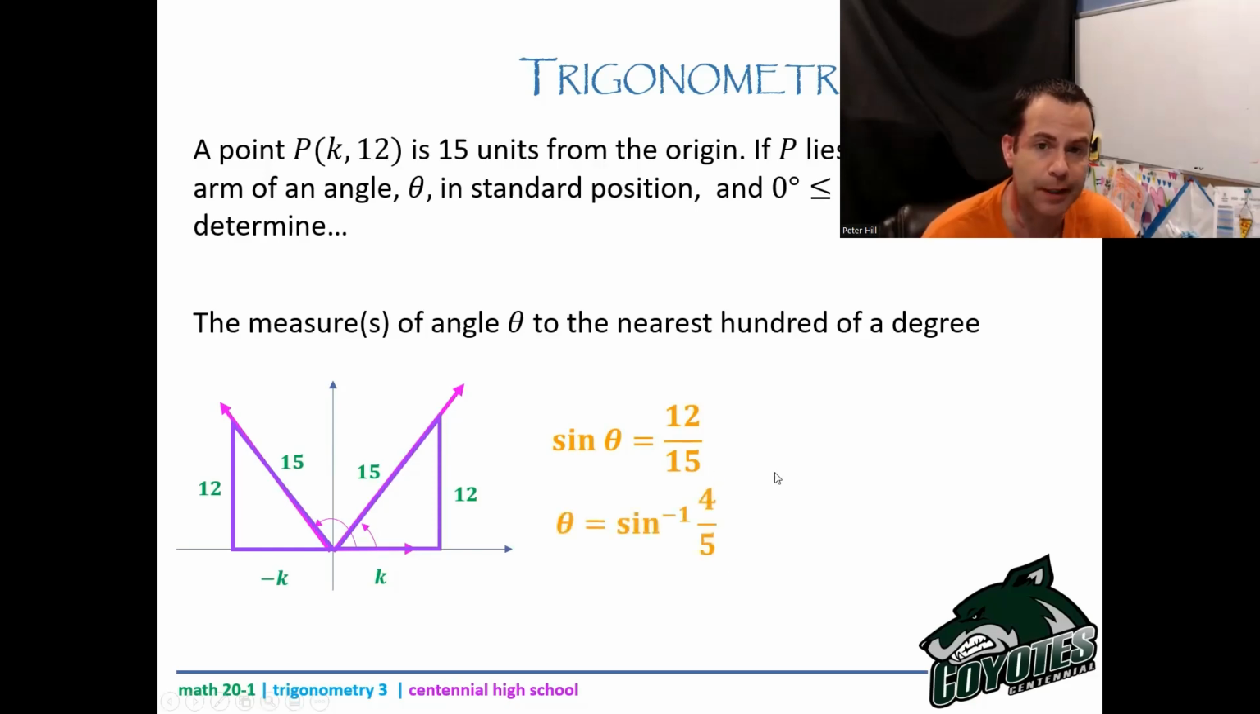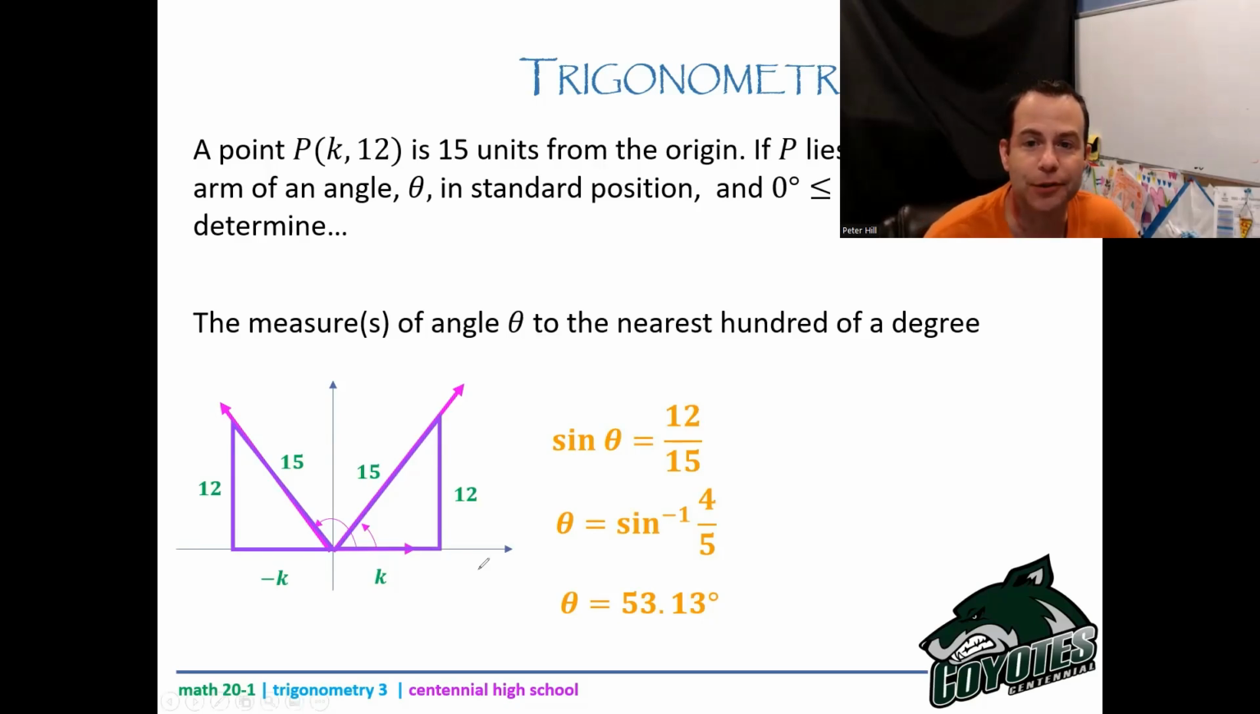I just reduced my 12 over 15 to get my 4 over 5. And then that's going to give me 53.13 degrees. Now, it's said to the nearest hundredth of a degree, right? So make sure you're following rounding instructions. Okay, so that ends up being my reference angle, okay?